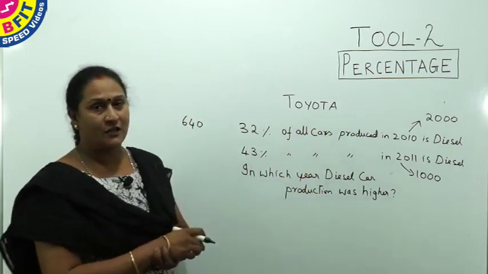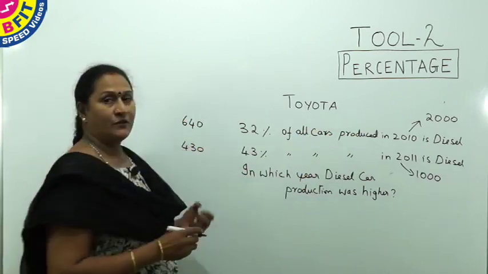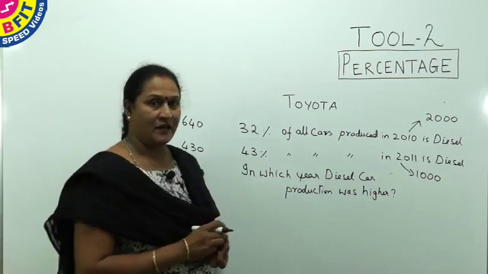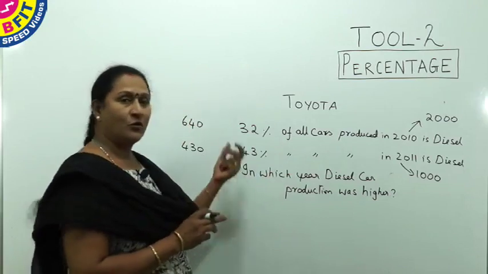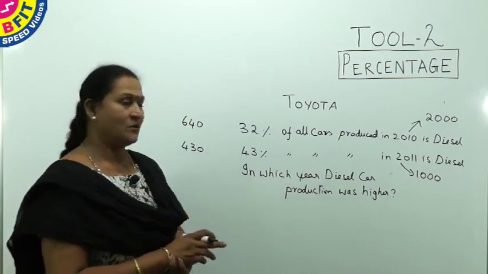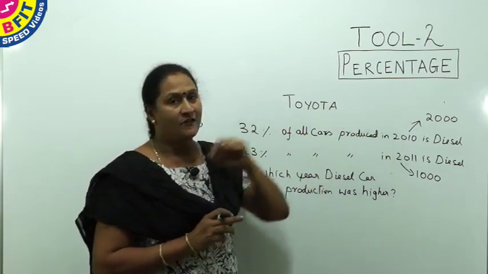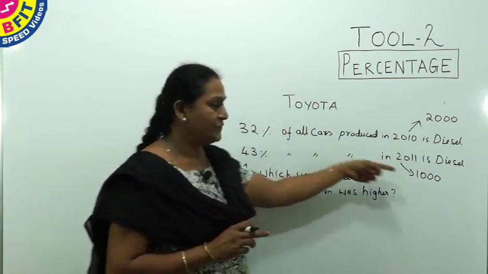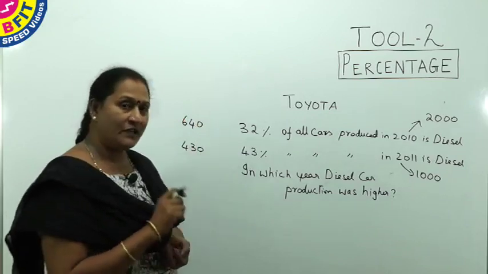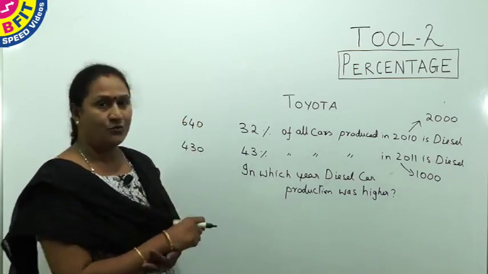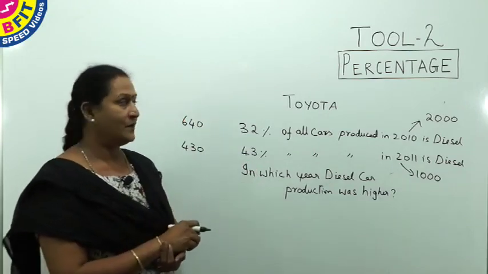And if the base is 1000, what will be the number of cars? It will be just 430. So without knowing the base, we can't determine which year diesel car production was higher. So the answer should be cannot be determined. Because if 32% is for a higher value and 43% is for a lower value, the value will be lesser. With mere percentages we cannot determine the value because the base is not known.